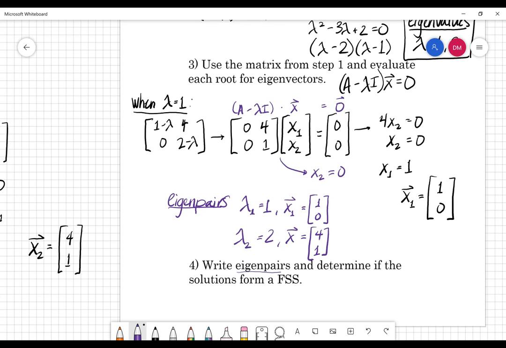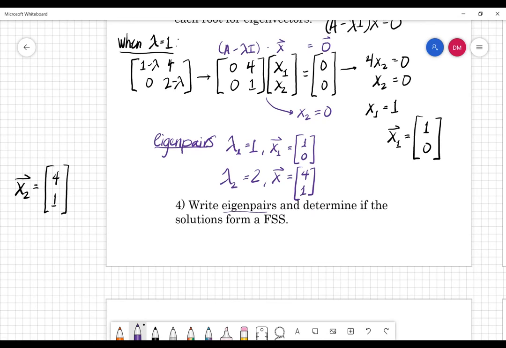We want to determine if our solutions form a fundamental set of solutions here. So keeping in mind our initial definition that y is equal to e to the lambda t times x, that means we have to do that for each solution for lambda. So we'll have two components for that.